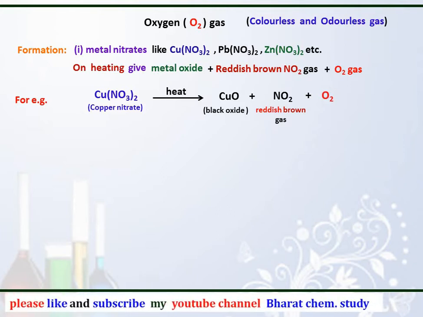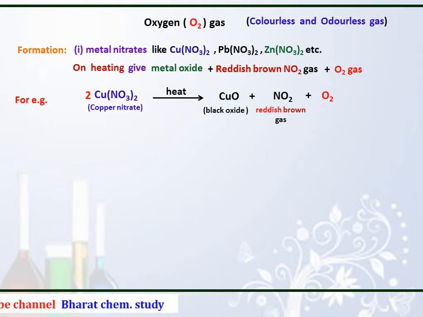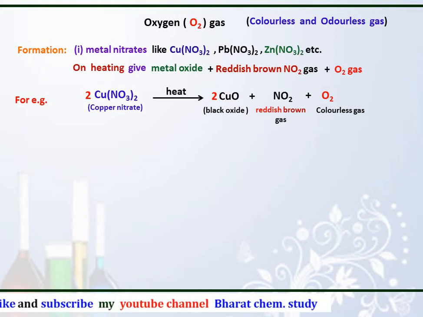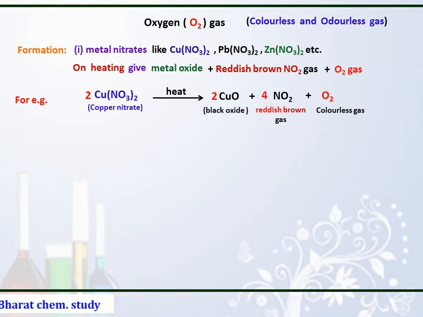But again this equation has to be balanced, so we put 2 in front of copper nitrate, 2 in front of copper oxide, and 4 in front of NO2 to balance the equation. If we are not balancing the equation, we will not get marks.